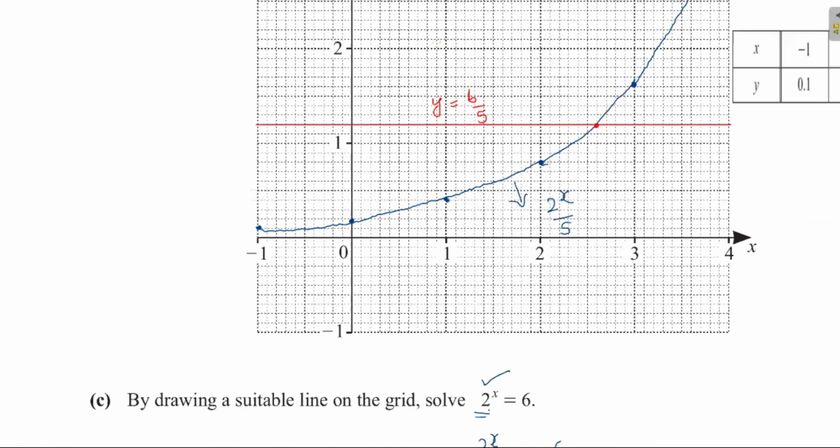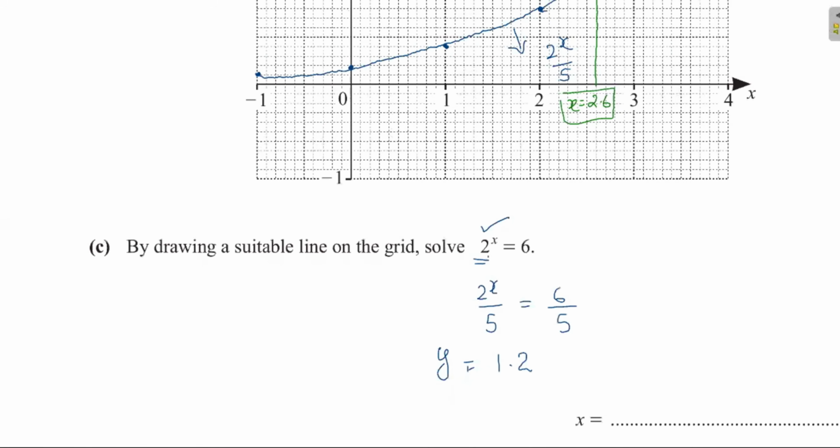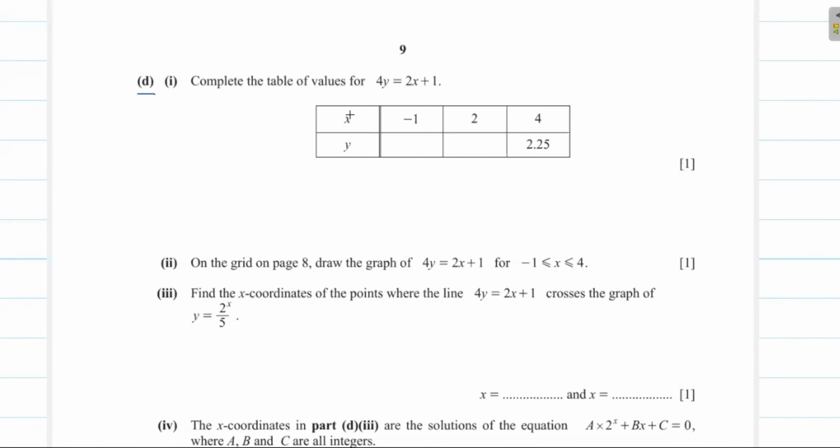And we mark the value of x here. This value of x will be 2.6. This is the value of x, and this is the solution of 2 power x equal to 6. Now we can write x equal to 2.6. Part D, complete the table of values for y equal to 2x plus 1.